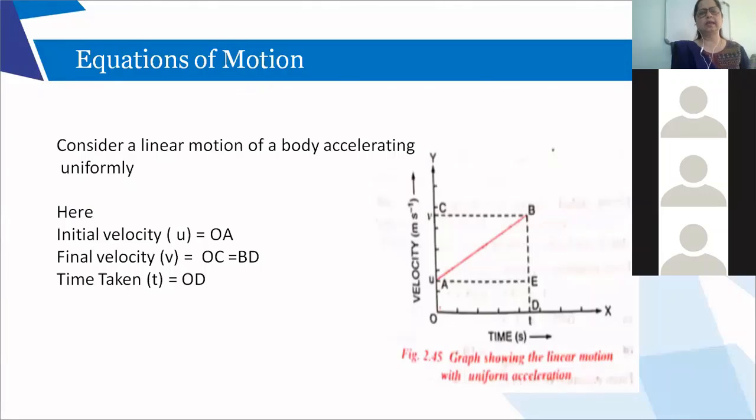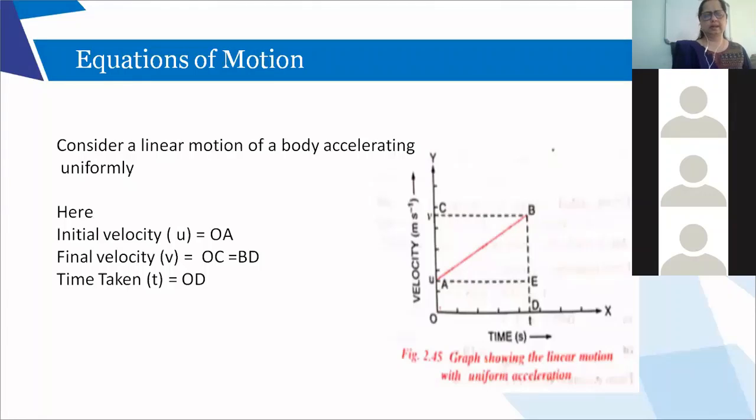So initial velocity, see the symbol. Please don't forget now, initial velocity u is OA. Final velocity is OC or BD. BD and OC are equal. And time taken for this change in velocity is T. So this part has to be there for all the equations.